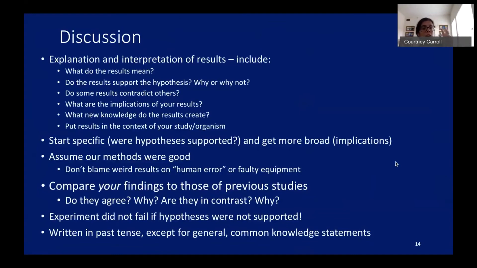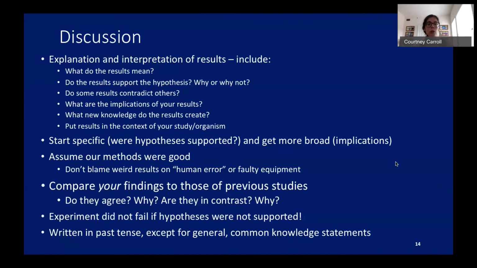You want to put them in the context of your study and the specificity of the organism that you're using. You start specific in a discussion section, so it's considered a triangle. You start very specific: was my hypothesis supported? And you get more and more broad, so you end with these broad implication statements. How does this fit into the context of what we know and what is unknown in the field?